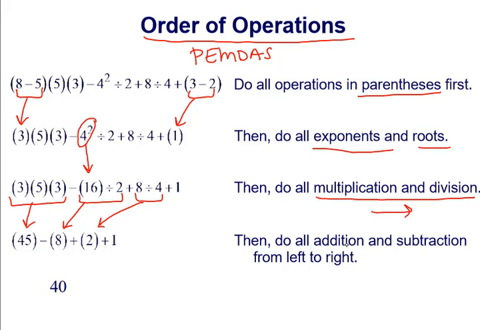Finally, in PEMDAS, we have the A and the S at the end, so we're doing all the addition and the subtraction, again, reading from left to right. So we're going to do 45 minus 8, that's 37.